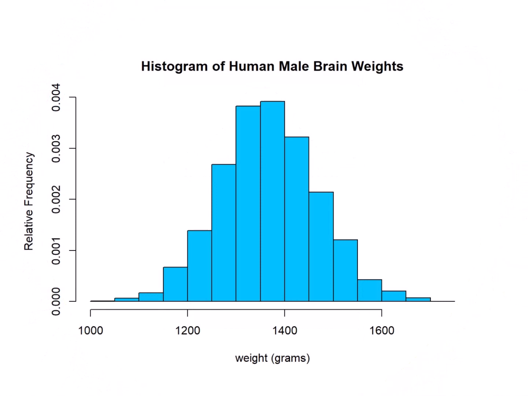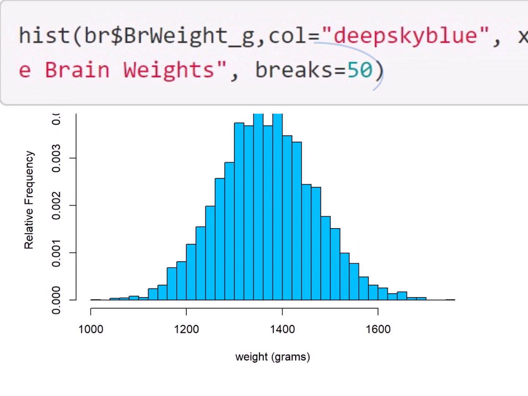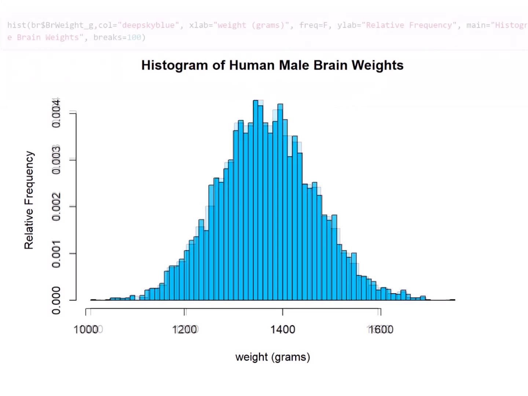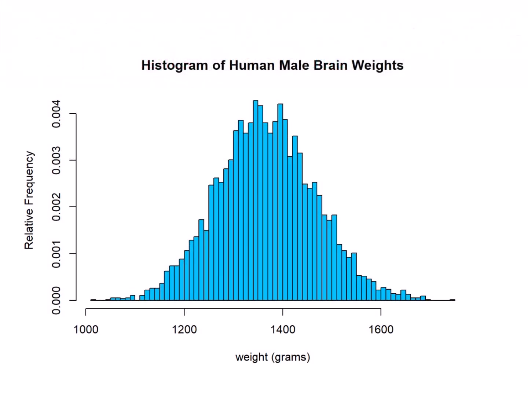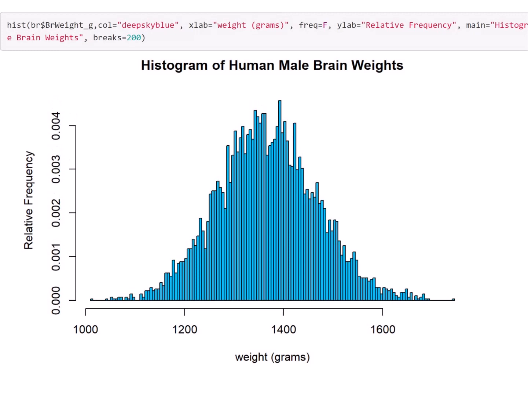Consider what happens when we create more classes. We do this by including the breaks option in our histogram. Let's set breaks equal to 50. How about setting it equal to 100? Because the population of brain weights is very large, we see that there is a reasonably large number of observations in each rectangle, even for small class intervals.